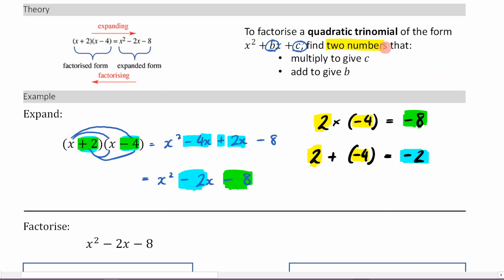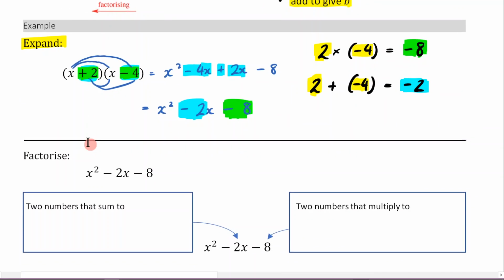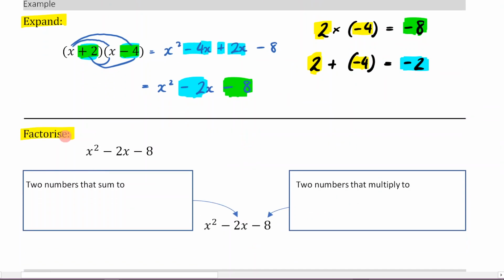So we found 2 numbers that multiply to give us C, or this last term here, and add to give us B, which is this coefficient of the middle term. That's what we've done. Now, we've seen this by expanding, but what questions are going to ask of us is to factorize. The instruction, the action that you're going to be asked to do is to factorize.